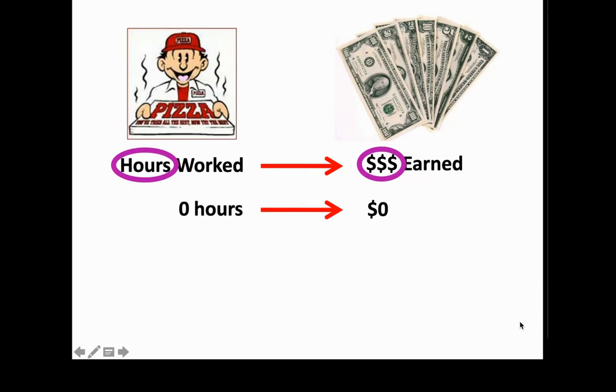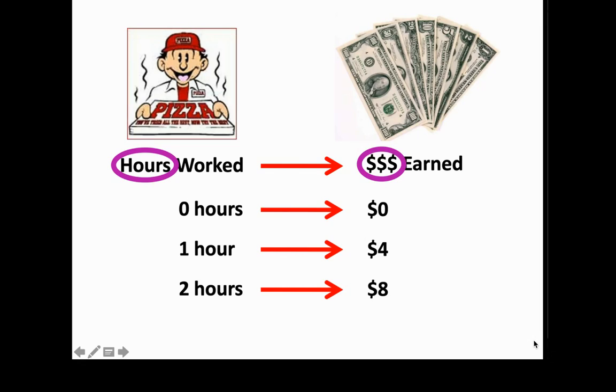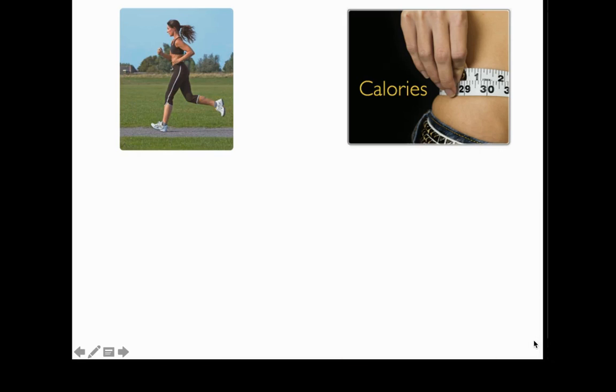0 hours, 0 money. 1 hour, $4. 2 hours, $8. 5 hours, $20. The relationship is number of hours worked leads to a certain amount earned. Okay? And the amount earned depends on the number of hours worked.